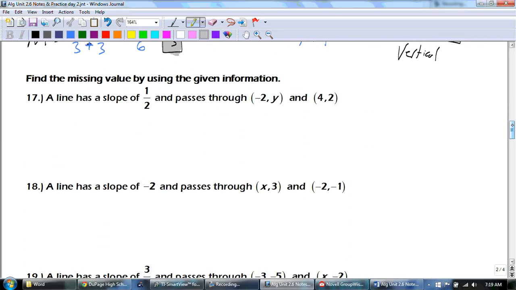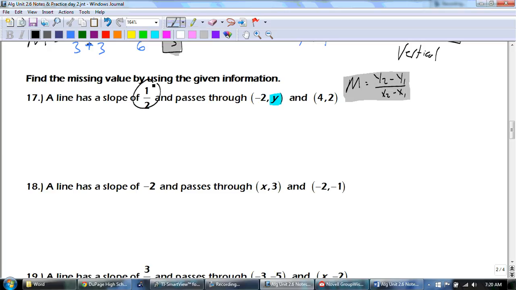So now the fun part. Find the missing value by using the given information. A line has a slope of 1/2 and passes through (-2, y) and (4, 2). So we have to figure out what y is. Now, we know the slope formula, right? The slope formula is m equals y2 minus y1 over x2 minus x1. So we know this. We've been practicing it for the past day or two.